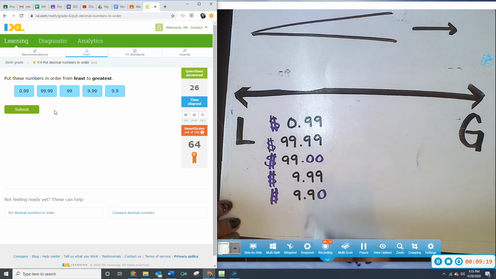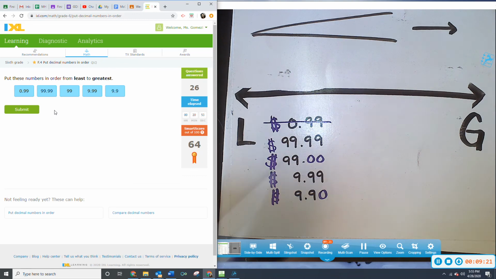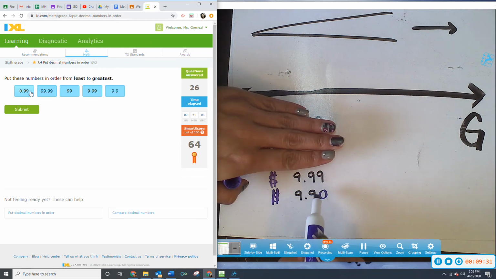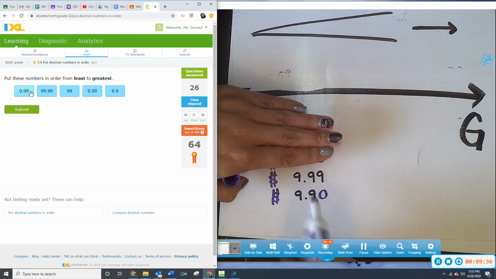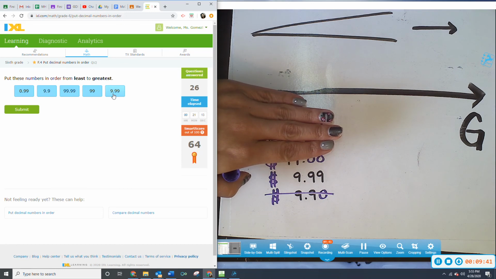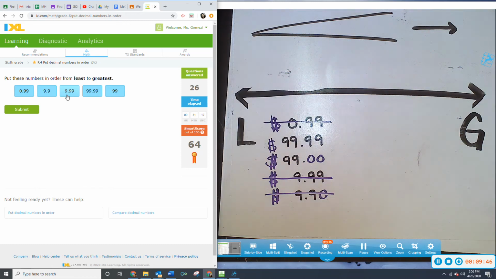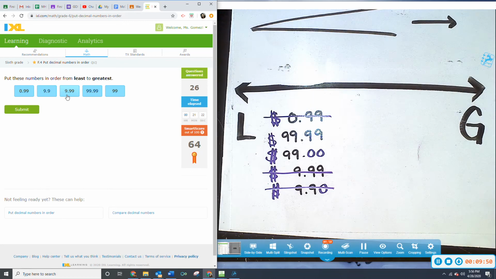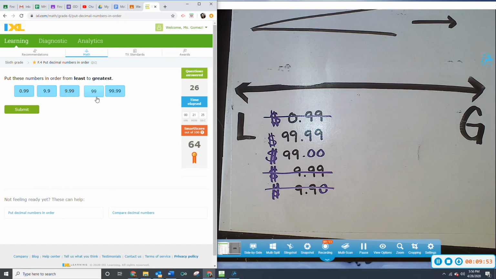What's the smallest amount? Well, that would be my $0.99. That's at the beginning. Followed by, well, right here I have $9.99. $9.90 would go next. $9.90. Followed by $9.99. Followed by, kind of like the same problem here, right? So we have $99 and $99.99.